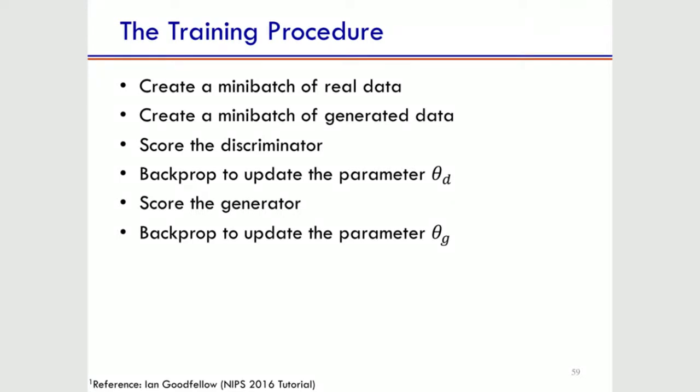And how do we do it? We'll create a mini batch of real data and generated data. Those are the two data sets. Given a mini batch of real images and fake images, we know how to evaluate the objective function, because there are two terms in it, one related to the real data and one related to the fake data. So we can score the objective value and then take the gradient with respect to the parameters of the discriminator to update them. Similarly, we can backprop to update the parameters of the generator.